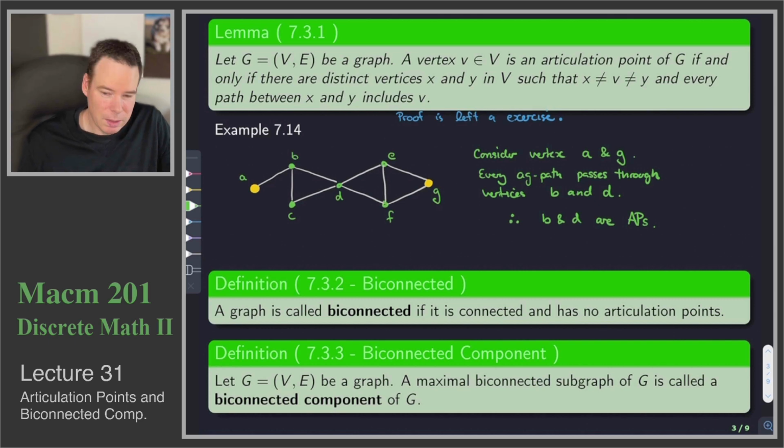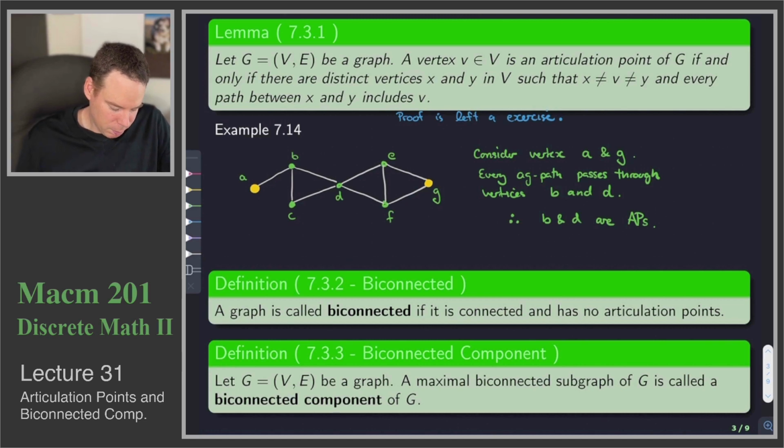The other concept I want to introduce is a notion of being biconnected. So what does it mean for a graph to be biconnected? This is more robust than just being connected. A graph is called biconnected if it is connected and has no articulation points. So that means it's connected, but it's robustly connected. If I remove any vertex from the graph, it remains connected. So that's what it means to be biconnected. It's so robustly connected that removing any vertex will not destroy the connectedness of the underlying graph.